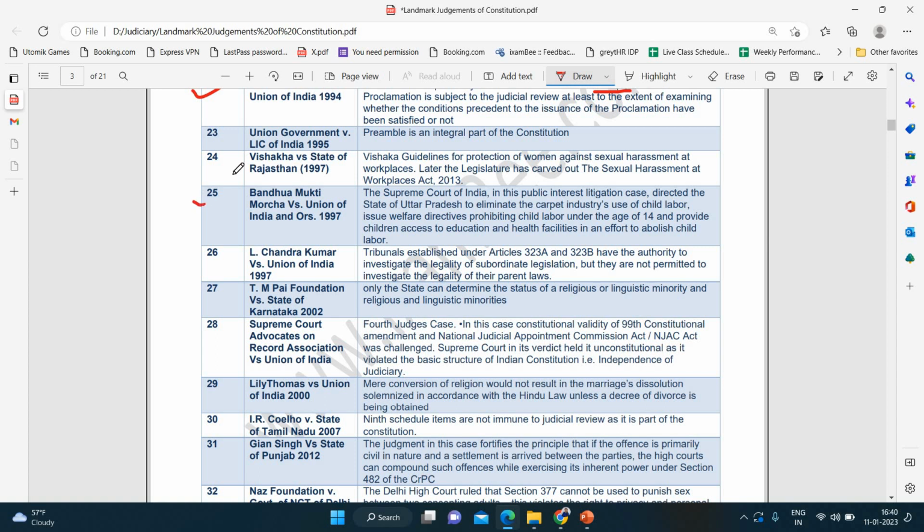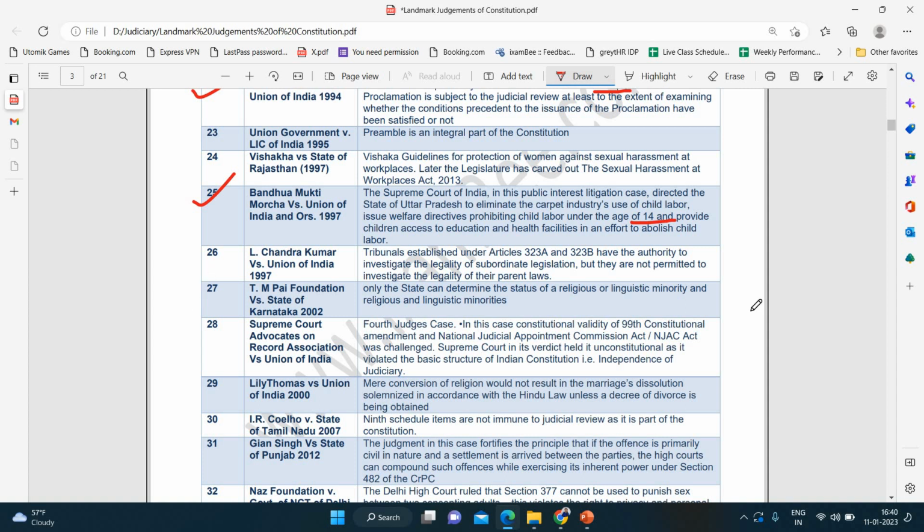The next case is Bandhua Mukti Morcha versus Union of India and others. The Supreme Court of India in this public interest litigation case directed the state of Uttar Pradesh to eliminate the carpet industry's use of child labor and issue welfare directives prohibiting child labor under the age of 14 and provide children access to education and health facilities in an effort to abolish child labor.